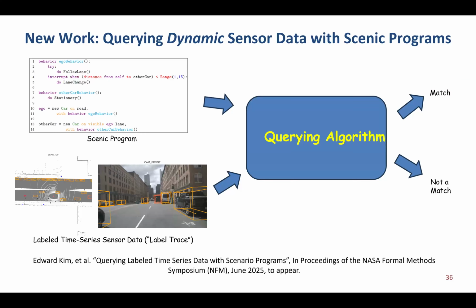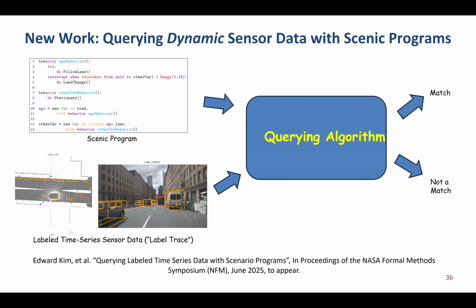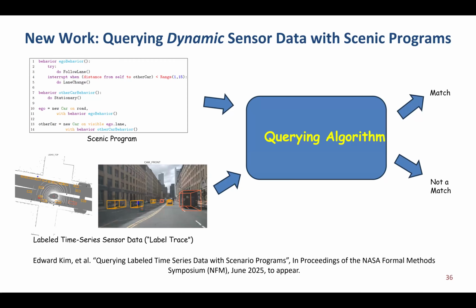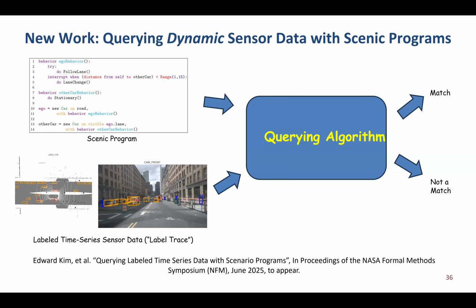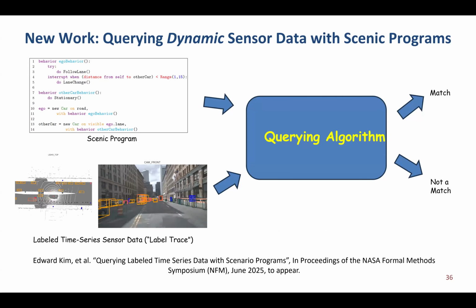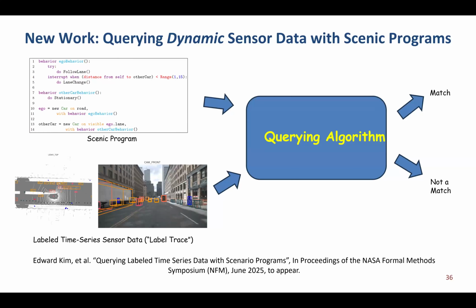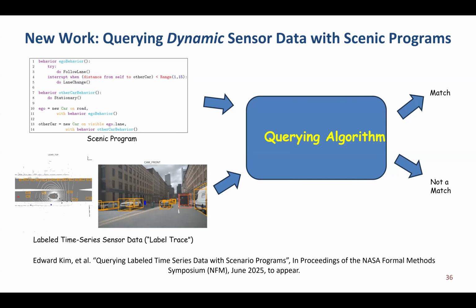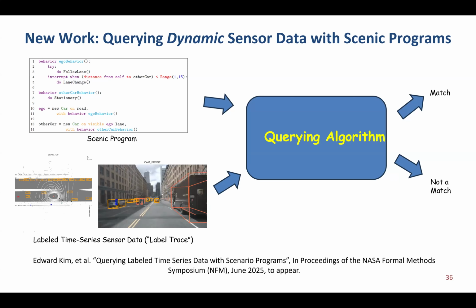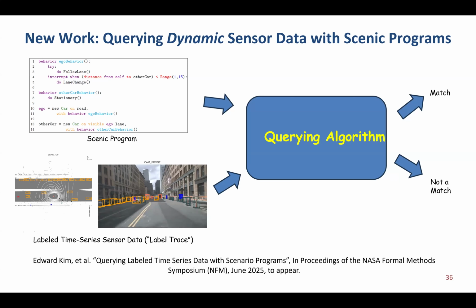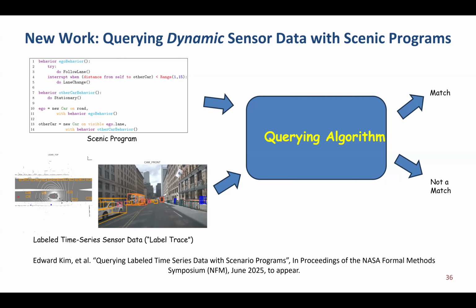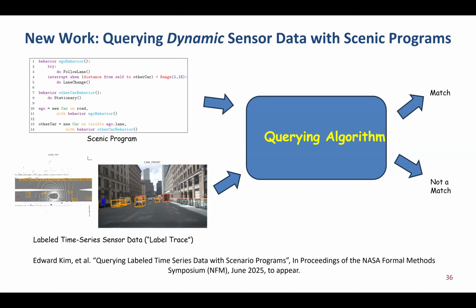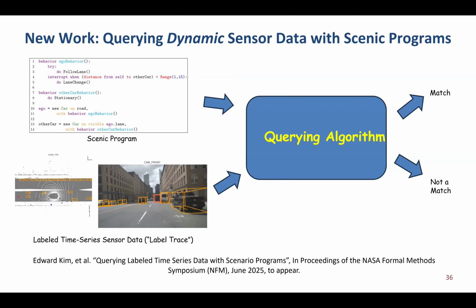Okay, and then the last thing I want to mention is work led by Edward Kim. Eddie, several years ago, did work on querying labeled image data with Scenic. The idea there is, imagine you have a large data set of sensor data, in this case image data, and it's labeled. Maybe it's not labeled perfectly, and some of the labels may be wrong, but you have some labeled data. And now you want to search for a particular scenario in that data set. The old work, which was published in 2020, was on image data. The newer work, which was published just this year, is on video data.